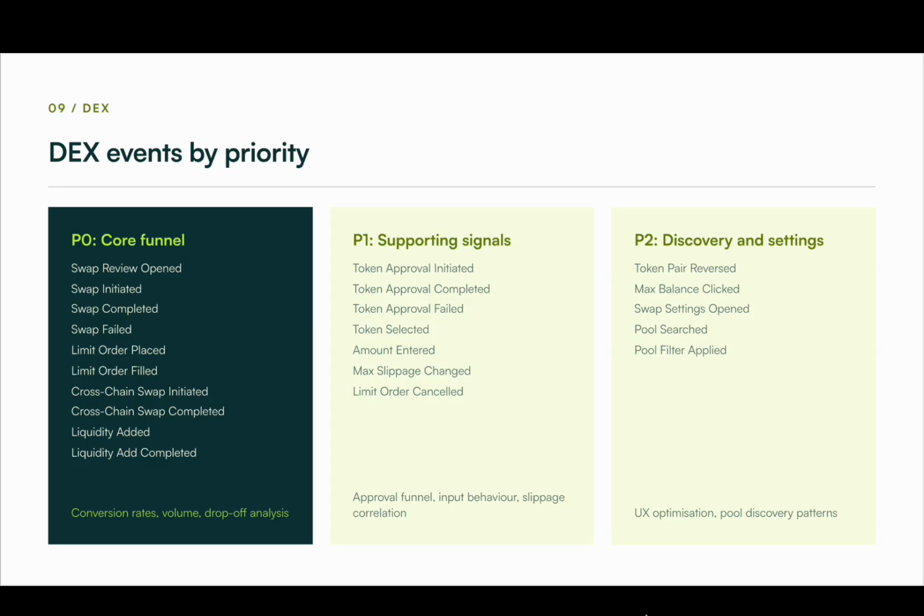P2 captures discovery and settings behavior, such as pool searches and filters. Useful for UX optimization and understanding pool discovery patterns. This gives you a clear progression from measuring conversion to understanding optimization opportunities.